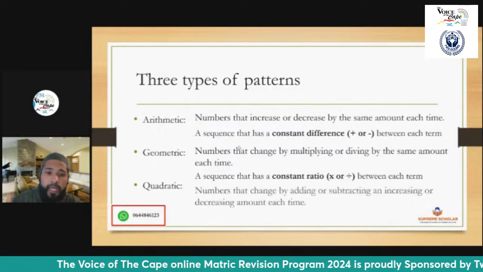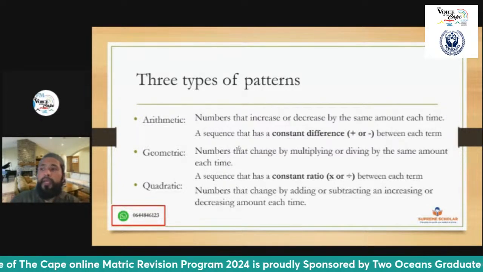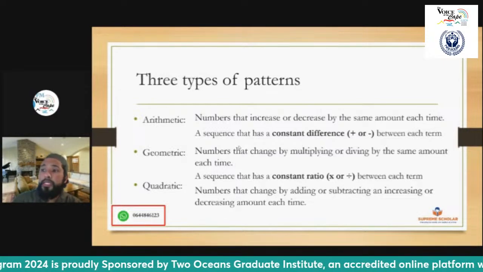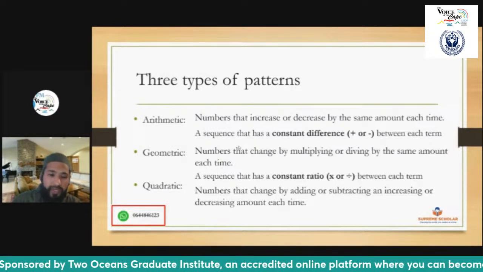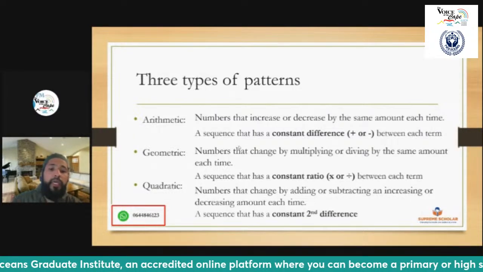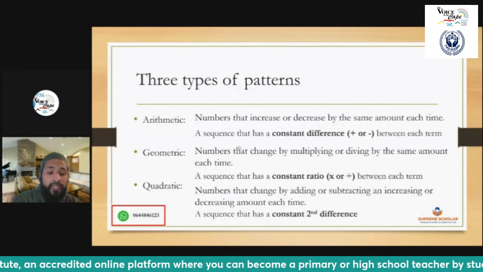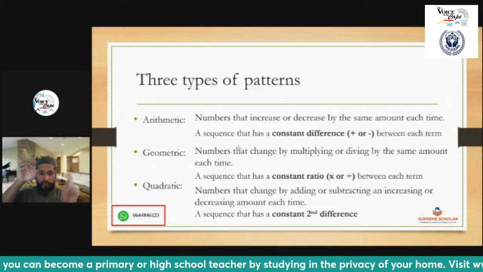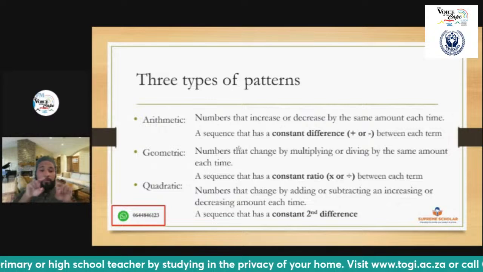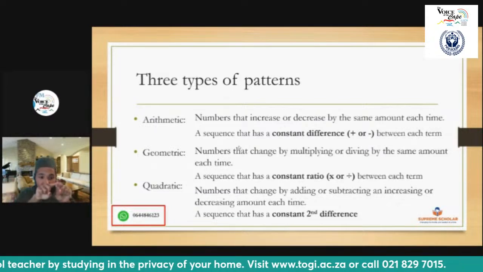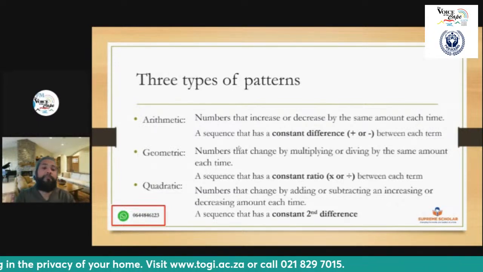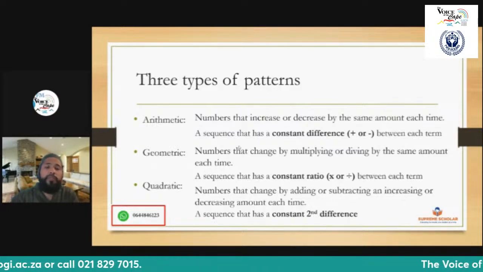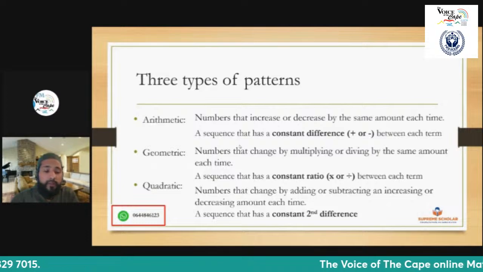Right? And a quadratic pattern is simply numbers that change by adding or subtracting and increasing or decreasing the amount each time. What does that mean? It is a sequence that has a constant second difference. So you have the pattern, and you have the first differences between the pattern. For a quadratic pattern, the first differences are not the same, but the differences between those differences are the same. That's what we mean by second difference. That is the simplest difference between these three different patterns that you need to know.